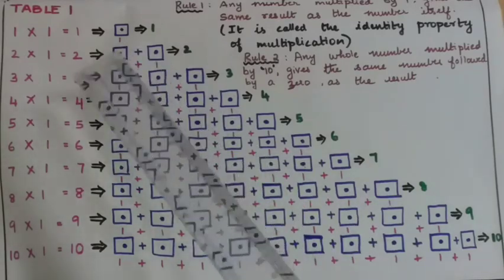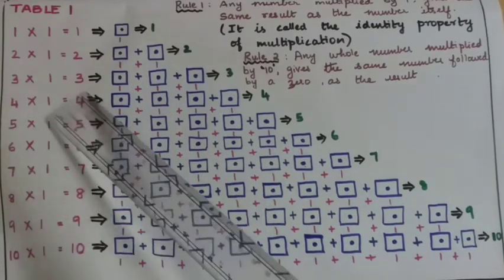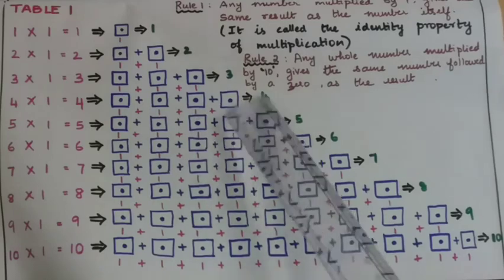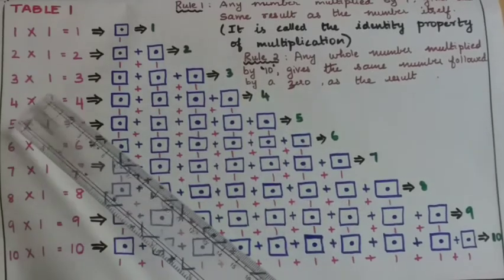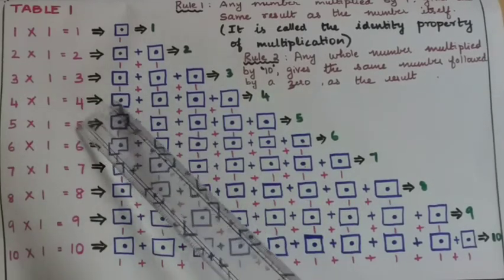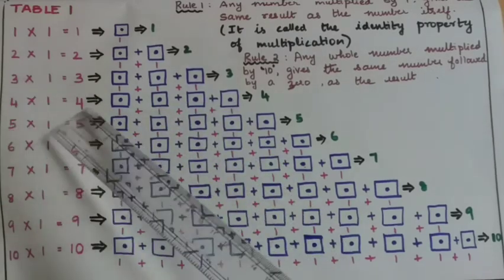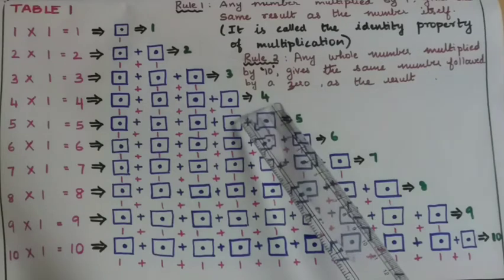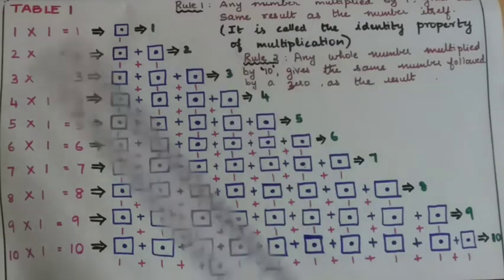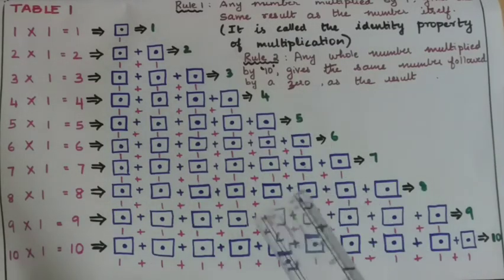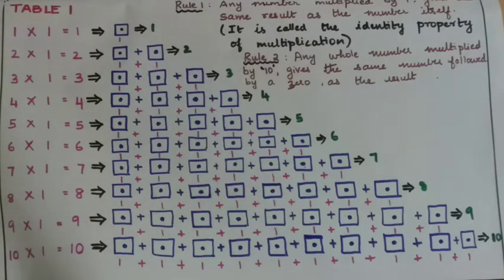So once the kids are clear with these fundamentals of learning tables and how they need to read it, then you can move into further tables. Please be patient and take up one table at a time and make sure your kid is clear with that particular table and only then move to the next table. So let me read the table once and show how the kids need to read them.